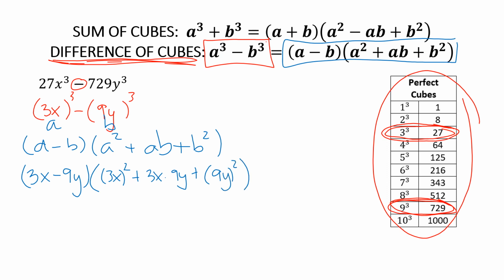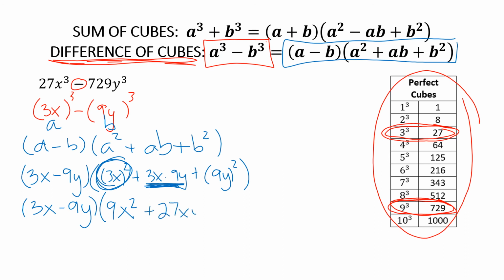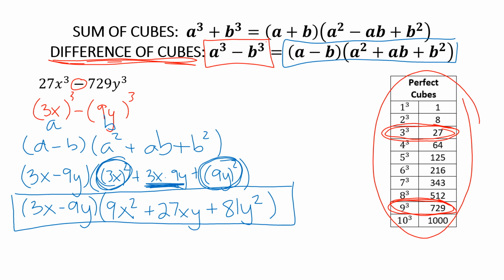Now simplify that because that second half is a little messy. So let's bring this down. 3x minus 9y. Now if you actually square this part here, 3 squared is 9 and x squared is x squared. So 9x squared. And in the middle, 3x times 9y would be 27xy. And in that last part, if you square it, make sure you square the whole thing. 9 squared is 81y squared. And that would be our final answer.